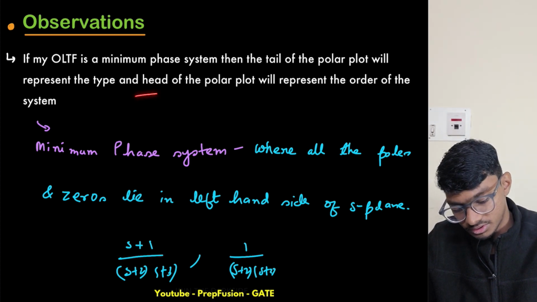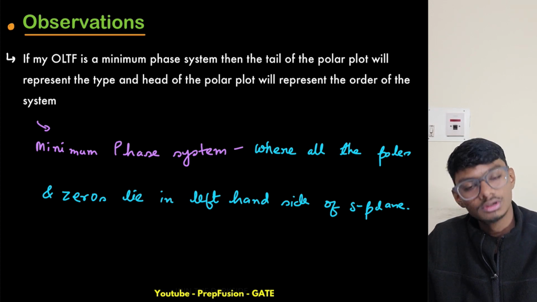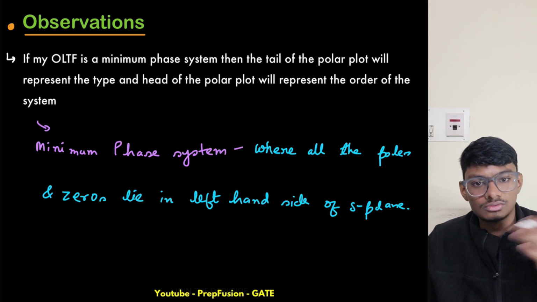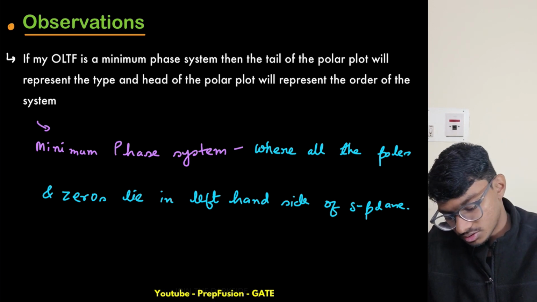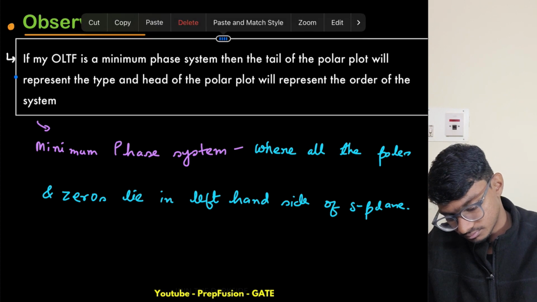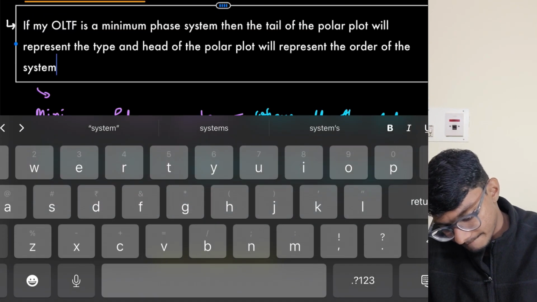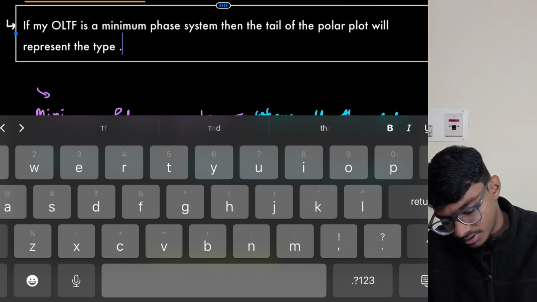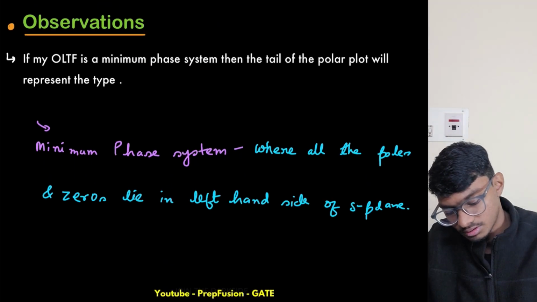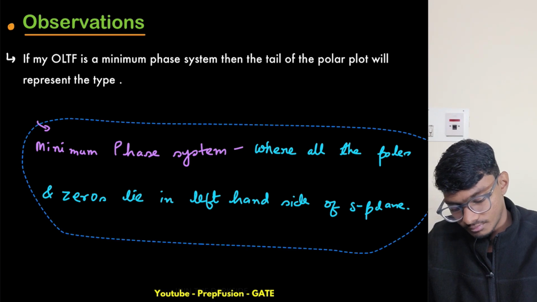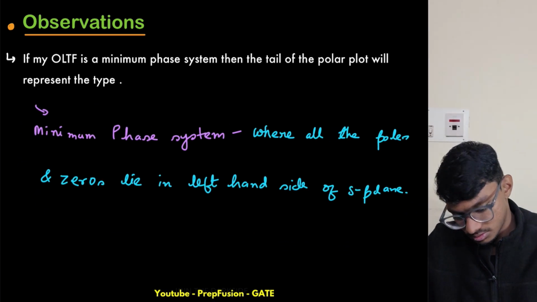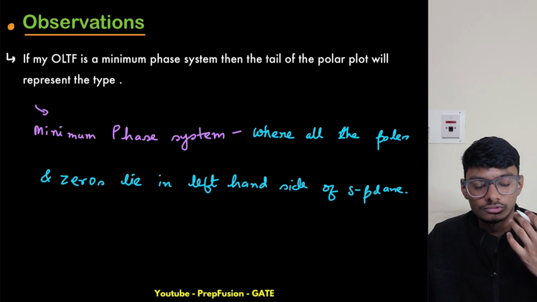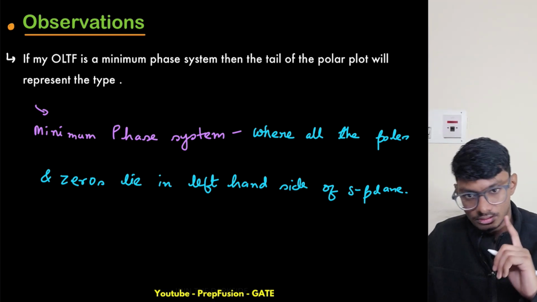So I'll just remove this head, but the type I can tell, because at s equals 0, even if there is a zero, it will contribute a 0 degree angle, so it won't make any difference. So I will just remove the head from here. The statement is a bit wrong. But the tail will definitely represent the type of the polar part.